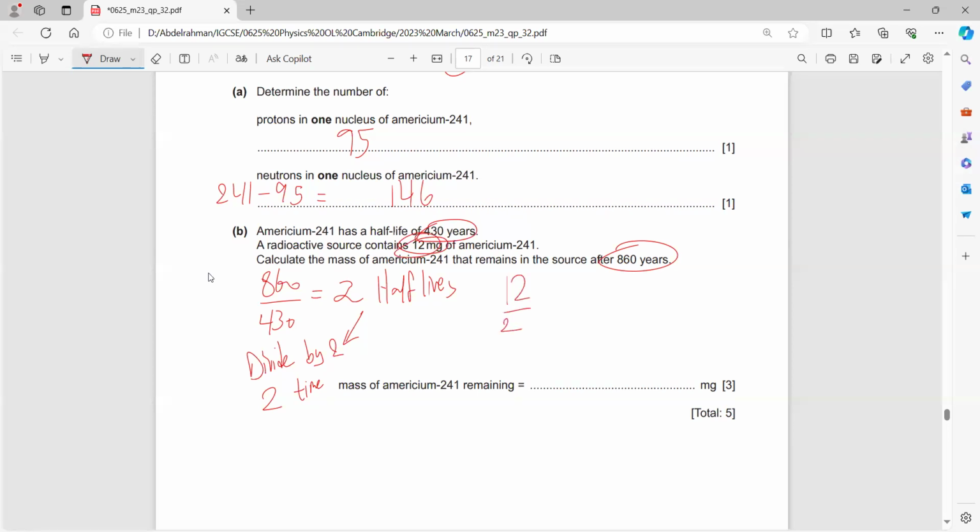12 divided by 2 is 6. 6 divided by 2 is 3 milligrams. That's it. Okay, divide by 2, 2 times. Time divided by the half-life is 2 half-lives. Okay, quite easy. Any questions? Any questions? No.